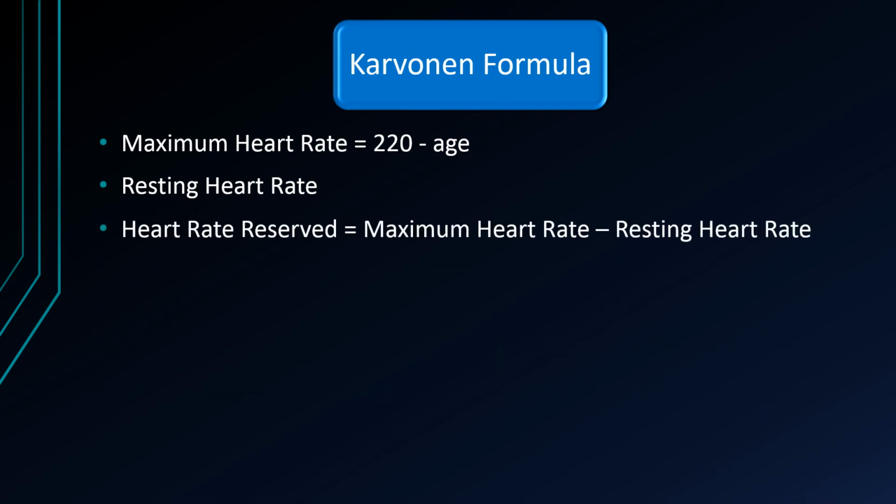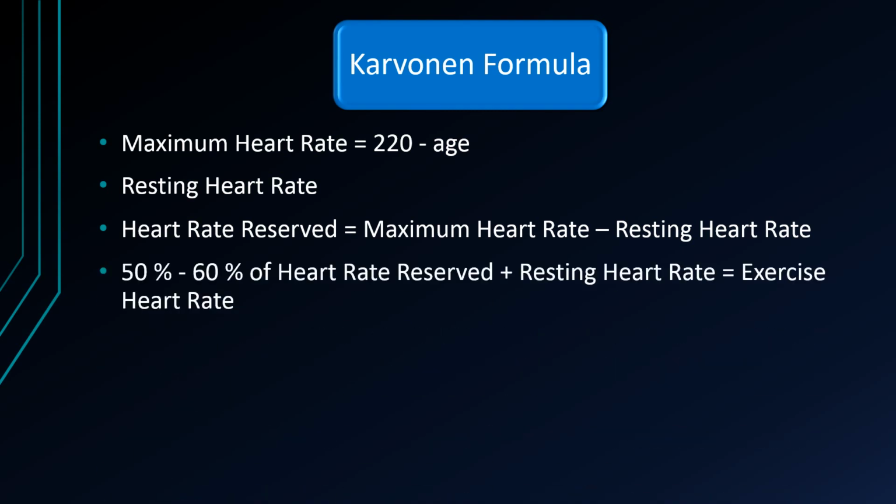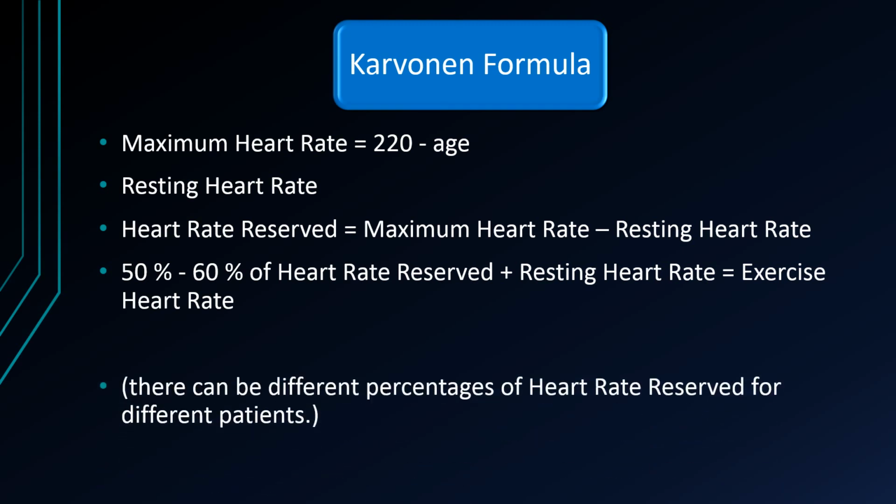After that, you need to measure the heart rate reserve. It is very easy to measure the heart rate reserve, and that is by subtracting the resting heart rate from the maximum heart rate. And then you take 50 to 60% of the heart rate reserve, and then you can calculate the exercise heart rate. This is very easy to perform, so we will execute this in the next example, and it depends on which population we are going to calculate it for.